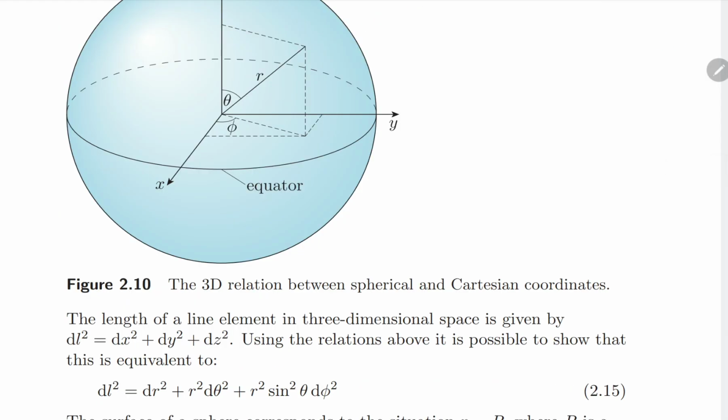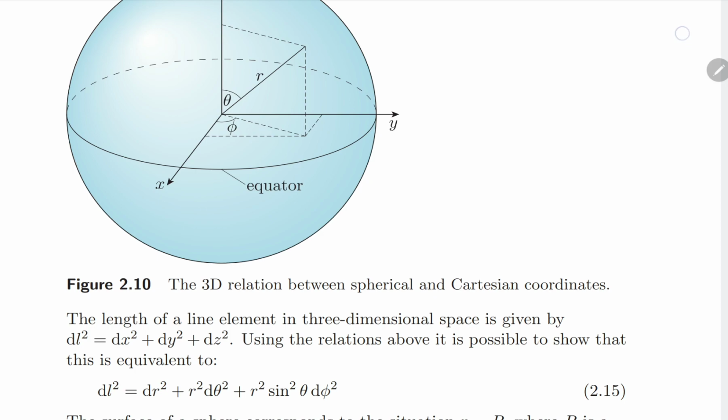The length of a line element in three-dimensional space is given by dl squared equals dx squared plus dy squared plus dz squared. Using the relations above, it is possible to show that this is equivalent to dl squared equals dr squared plus r squared d theta squared plus r squared sine squared theta d phi squared.